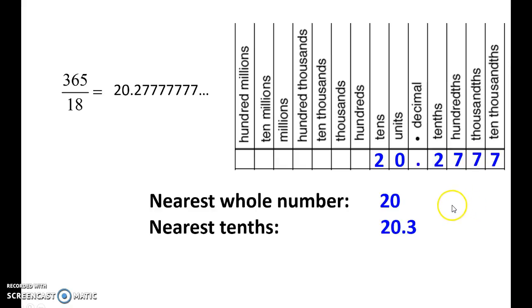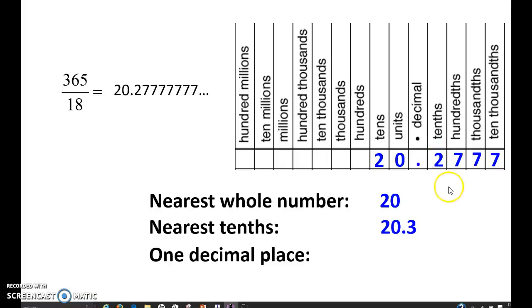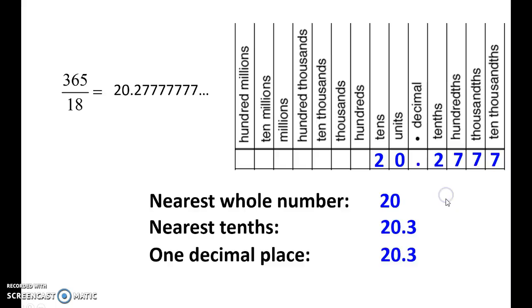Sometimes in this curriculum, it won't say round to the nearest tenths. It'll say round to 1 decimal place. And if it says round to 1 decimal place, they mean one place just right of the decimal point. So if we take 20.277 and round to 1 decimal place, we still get 20.3.